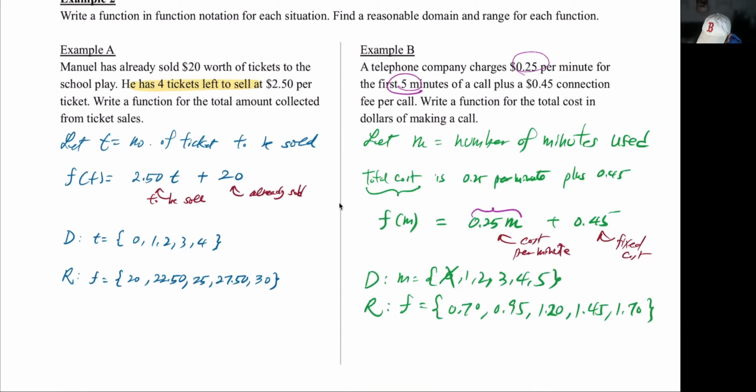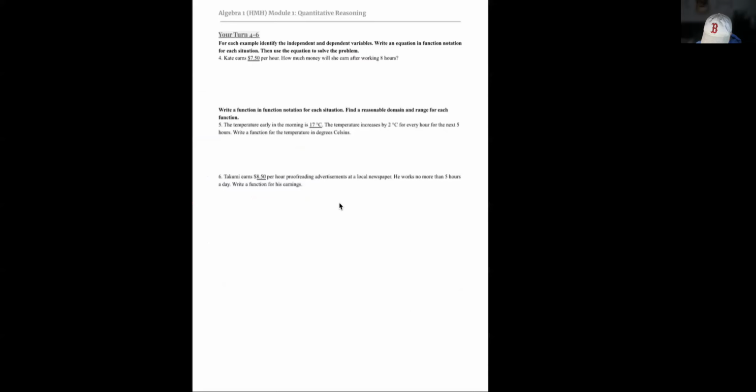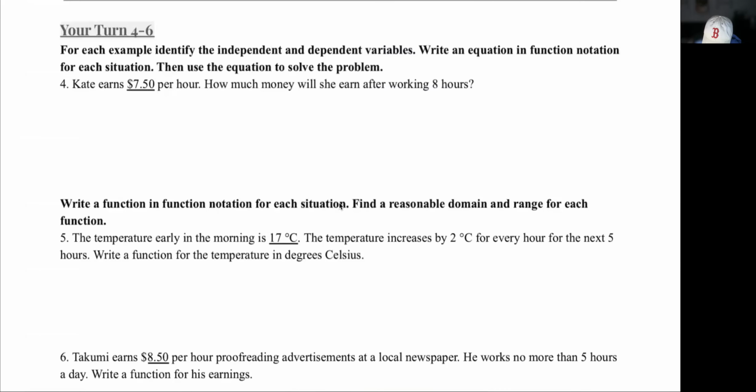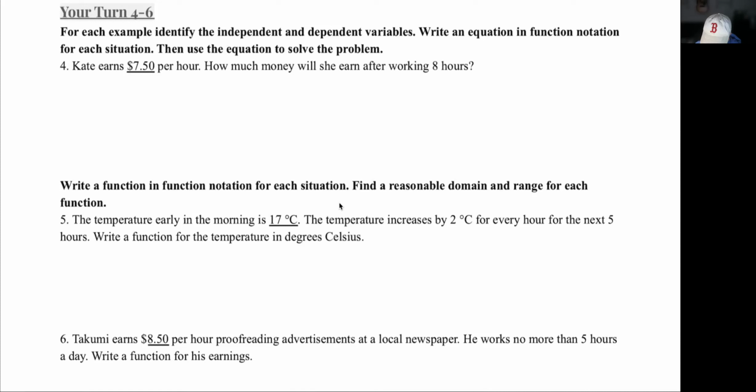All right, guys. Here's your turn. And here are the numbers. If you're at home, couldn't come to school, $7.50, $17, and $8.50. Okay. Pause the video. Try this on your own. This is supposed to be done without my help. Okay, guys. All right. So here are the answers.